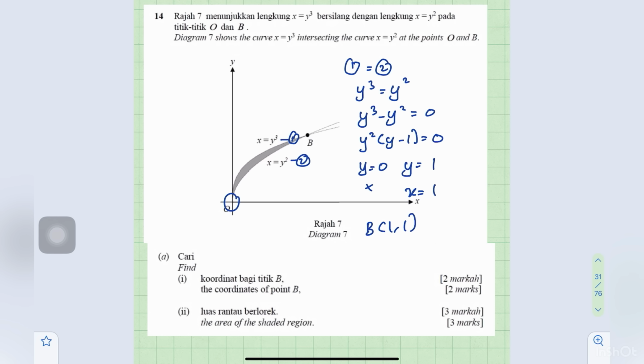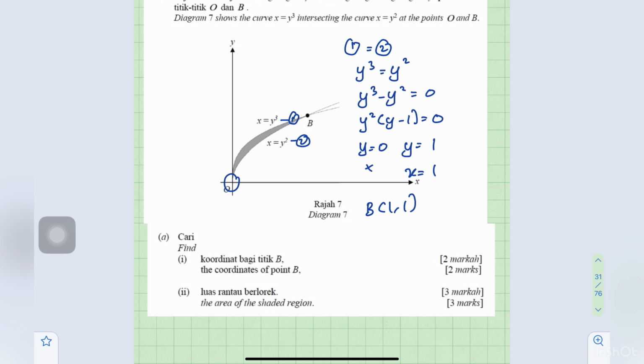Okay, question A Roman 2, find the area of the shaded region. To find the area of the shaded region, we have two formulas. The first one is area equals to integral of x dy, and another one, area equals to integral of y dx. So, kita nak choose yang mana satu, kita boleh choose mana-mana. Tapi yang senang yang mana.